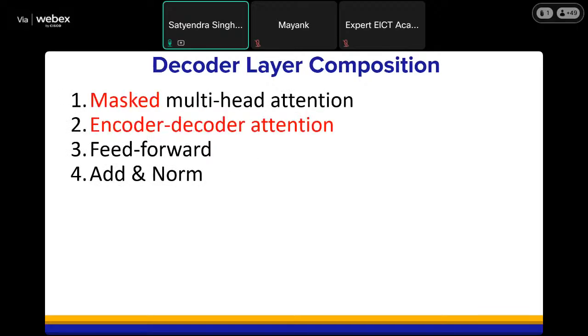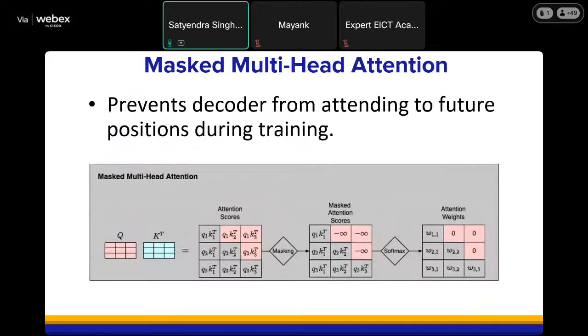On the decoder side, you have multi-head attention, however a masked multi-head attention, and encoder-decoder attention, which is extra in the decoder layer. And you have feed forward and add and normalization. Feed forward and add and normalization work similar to what we had seen on the encoder side. So why are we using masked instead of simple multi-head attention on the decoding side?